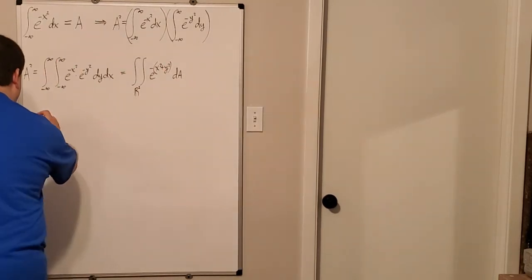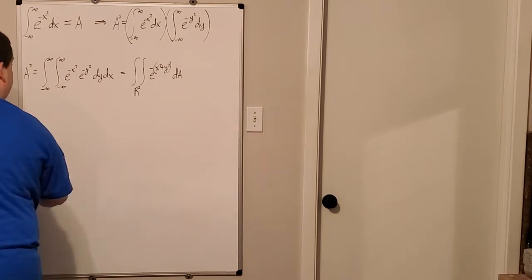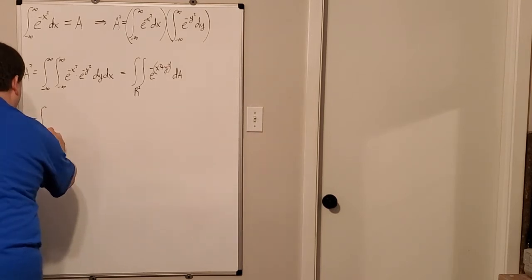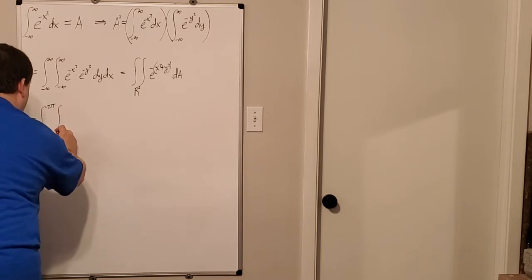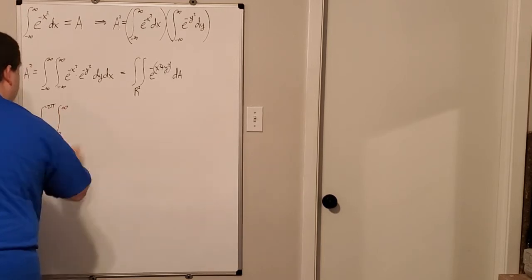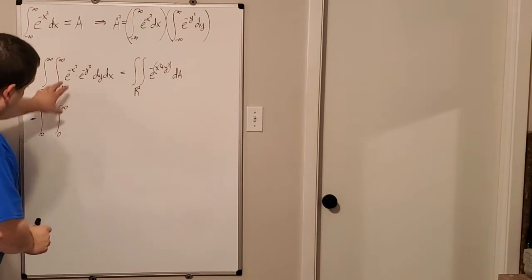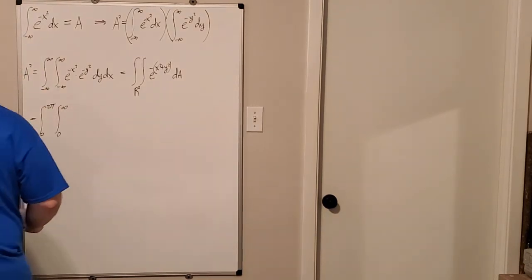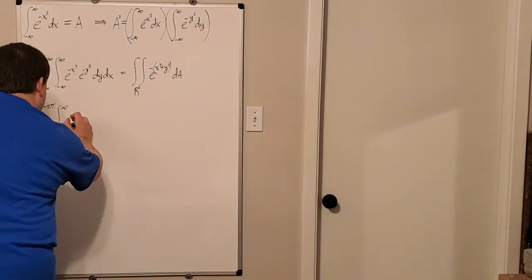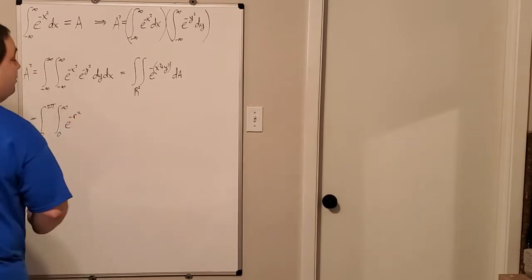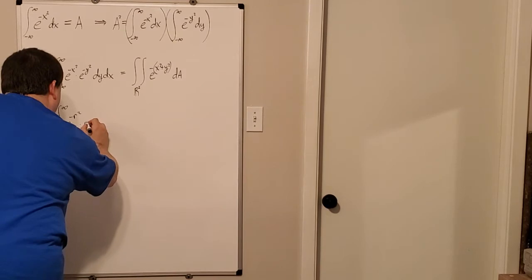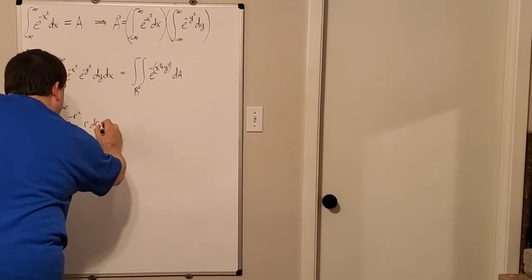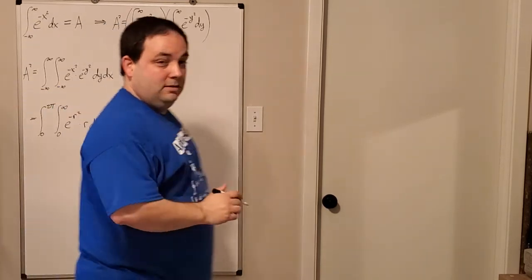So here the integral then becomes the integral from 0 to 2 pi, and the integral from 0 to infinity, right? That's the theta one, that's the r one right there, and it's e to the minus r squared now. And then for dA, we have r dr d theta.